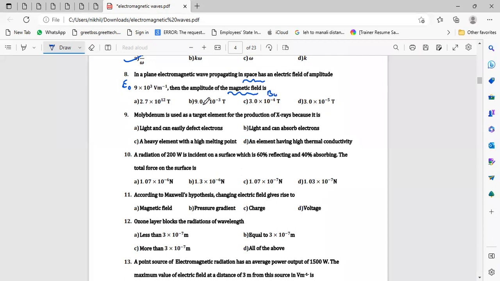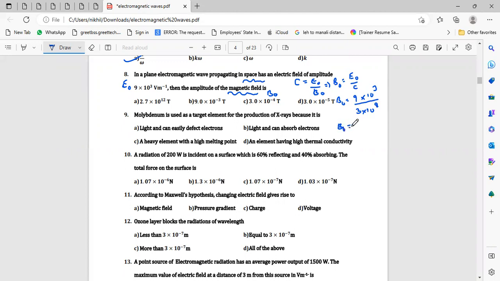Whenever the electromagnetic wave is moving, what is the speed of light in the electromagnetic wave? The speed of the electromagnetic wave is given by the formula C is equal to E naught divided by B naught. So from this equation, the magnetic field at the peak value, B naught, is equal to E naught divided by C. So what is E naught? 9 into 10 power 3, whole thing divided by the speed, that is 3 into 10 power 8.